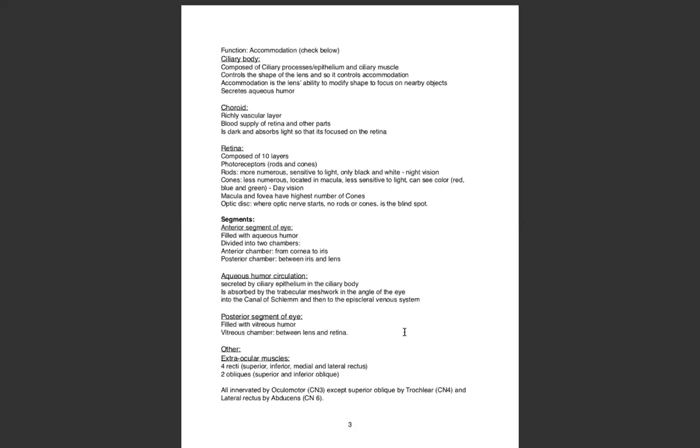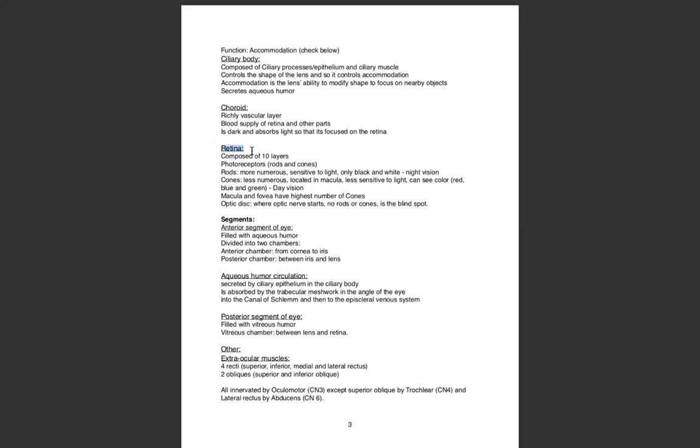The function of the lens is accommodation, which basically means its job is to let the light reach the retina, okay? The ciliary body and the choroid, I'm not going to talk about much. The ciliary body is basically muscles that help stabilize the lens. The choroid is a vascular blood supply as well.